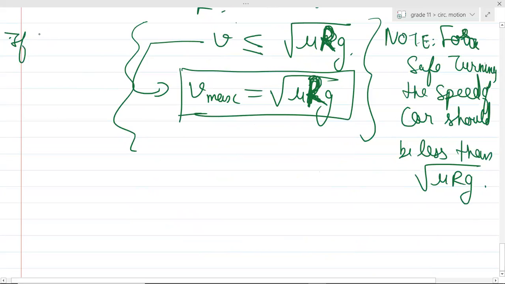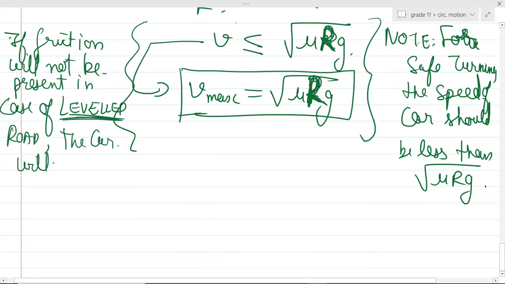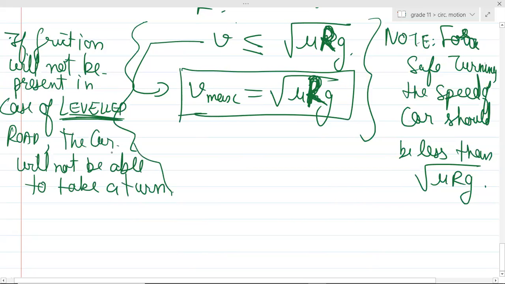If friction is not present, if the road is smooth in case of a leveled road, the car will not be able to take the turn. So basically, what is responsible for this car to make a turn? The friction is responsible. If friction is not present, then what will happen? If limiting friction is not present, the car will slide into the center.